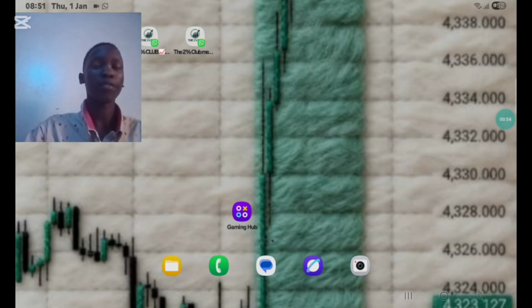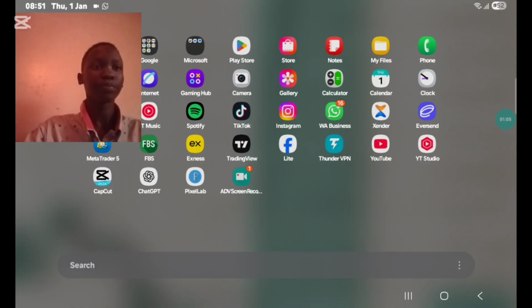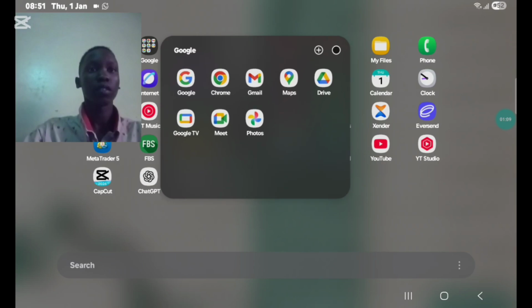So there's phase one, phase two, and today I'll be showing you guys how to get a free instant account, which is a 1k instant account. So what you will do, you will go to Google Chrome.